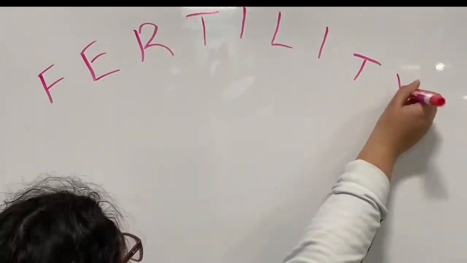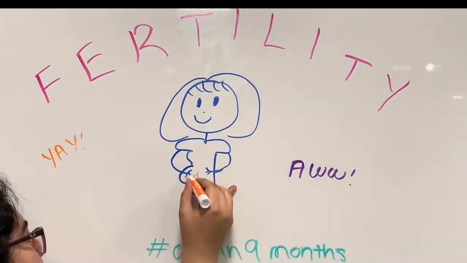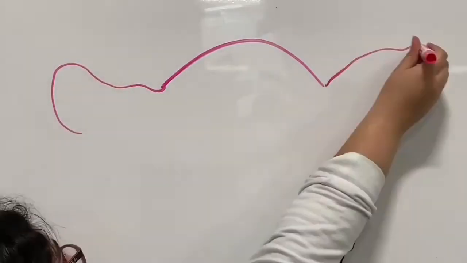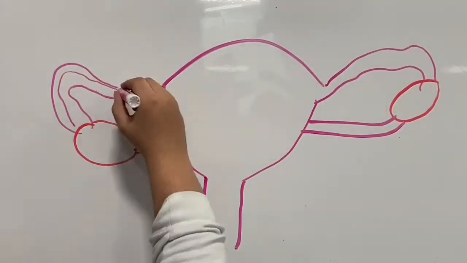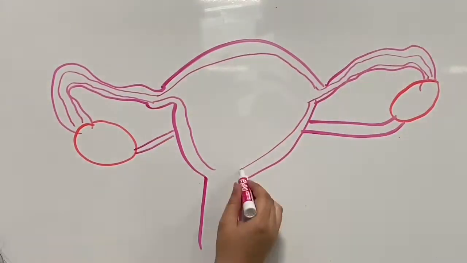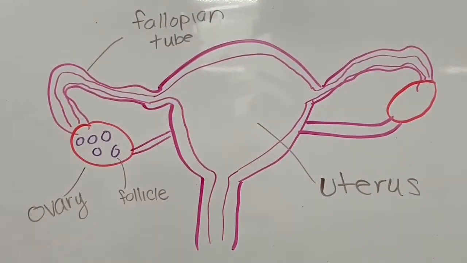Fertility is the ability of a woman to conceive a child and is dependent on ovulation, which is the release of an ovum or a mature egg from the ovary. Ovaries contain thousands of follicles, each containing an immature egg or oocyte. Follicles release hormones into the bloodstream and nourish the developing oocyte until it becomes a mature ovum.